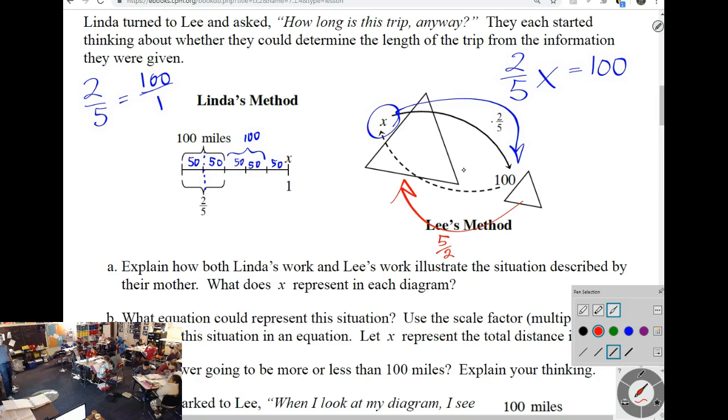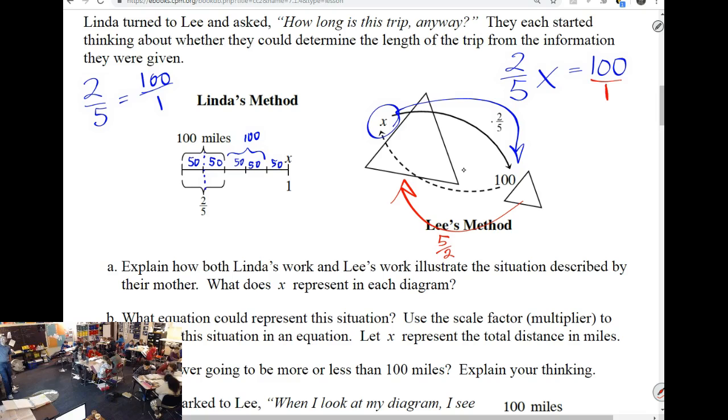Everyone please write this down on your paper. 2/5 x equals 100. And we're going to put the 100 over 1 just to make life easy. So we have fractions relating to fractions. Yay. What can I multiply 2/5 by to turn it into 1? Marley? 5/2, right? Just like if I'm going the other direction, enlarging the triangle, all I need to do is multiply this by 5/2. Now, wait a minute, I can pull George's method in too, or Linda's method.